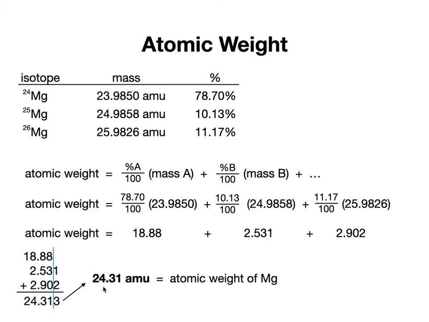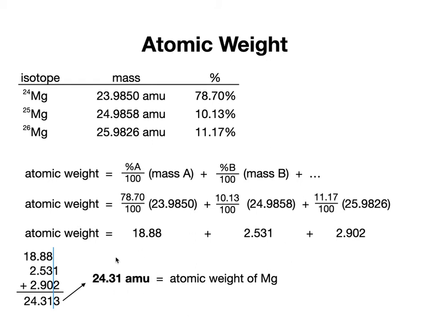Why is it so close to 24? When you consider we've got 24, 25, 26, why is this so much closer to 24 than all the others? Well, because that has the greatest percentage. The magnesium 24 isotope contributes the most to the atomic weight, right? This contribution was 18.88, 2.531, 2.902, okay?